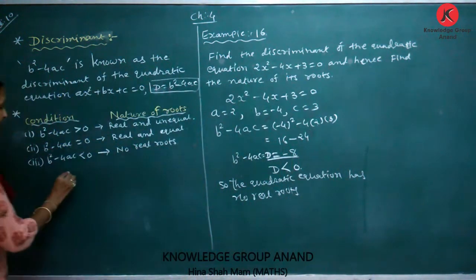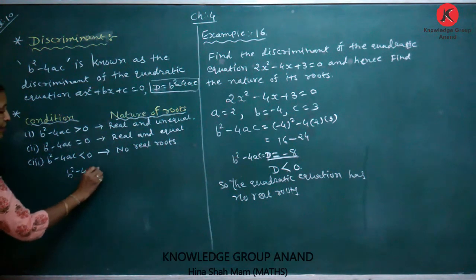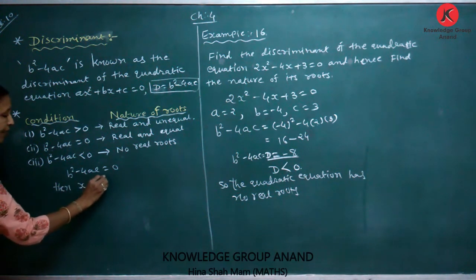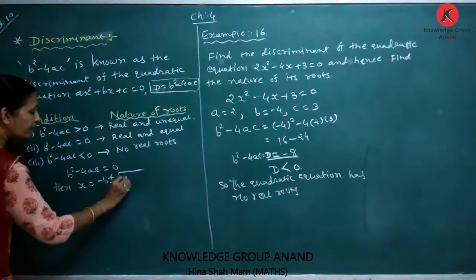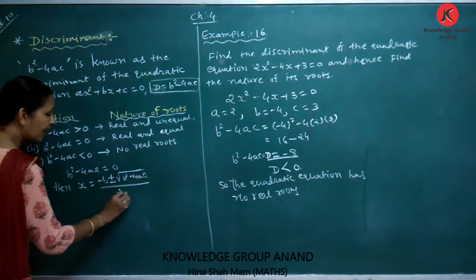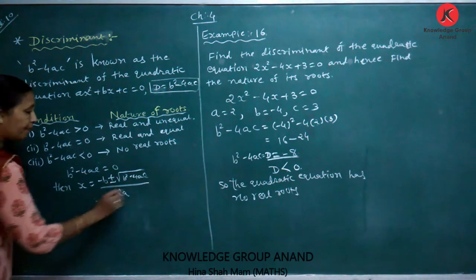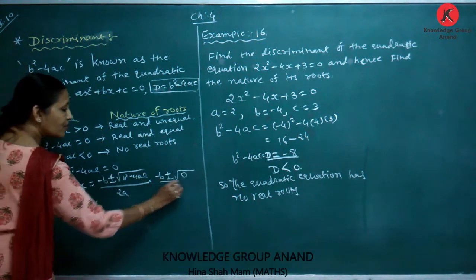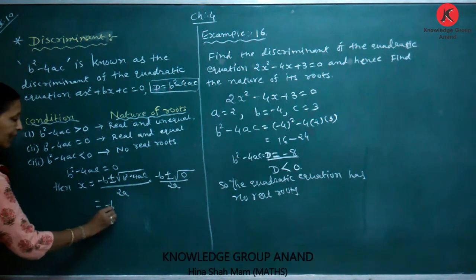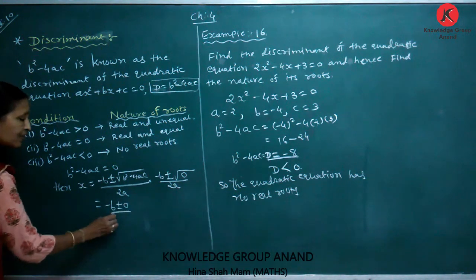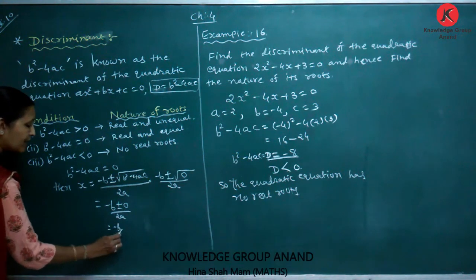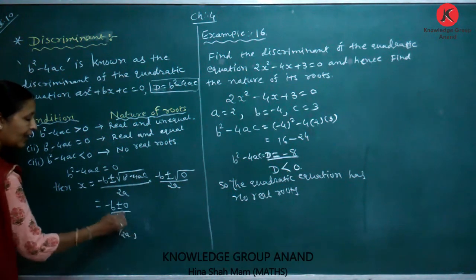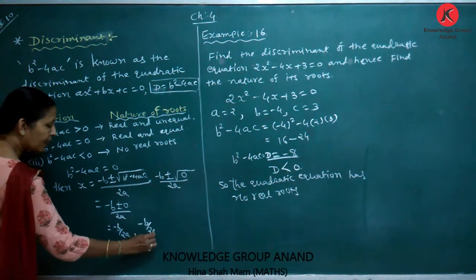Suppose b square minus 4ac is equal to 0. Then the roots x is equal to minus b plus minus under root b square minus 4ac upon 2a, which is our formula. Here we put b square minus 4ac equal to 0. Then the square root of 0 is 0. So x is equal to minus b plus 0 upon 2a, that is minus b upon 2a, and minus b minus 0 upon 2a is also minus b upon 2a.